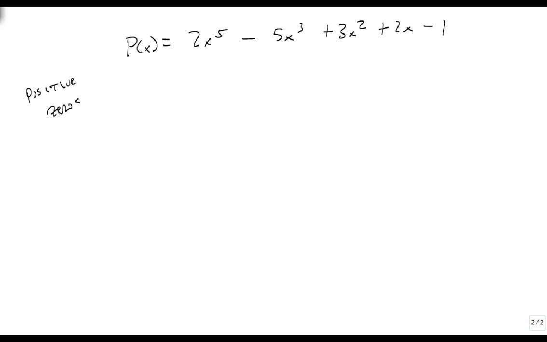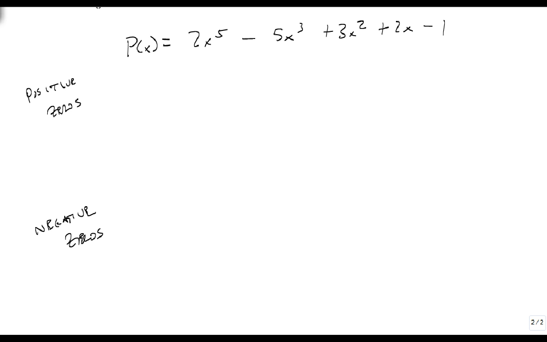Okay, so let's look at another example. Suppose that p of x is equal to 2x to the 5th minus 5x cubed plus 3x squared plus 2x minus 1. And all I want to do is know how many positive zeros and how many negative zeros I have. That's it. I don't want to know what they are. I don't know what they could possibly be. I just want to know how many positive and negative zeros there are.